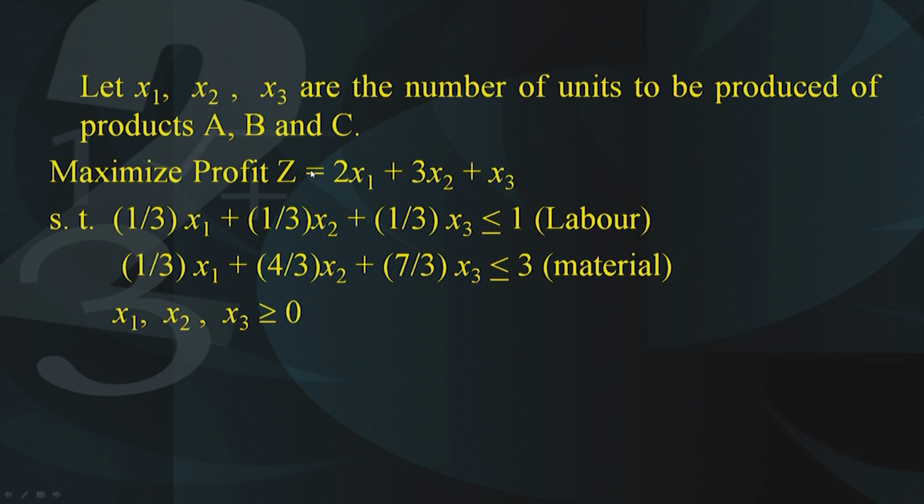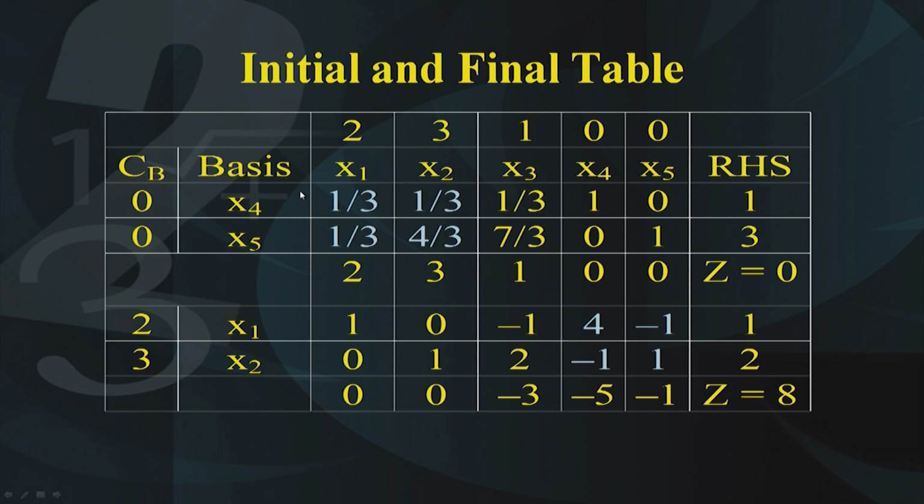Now, there are 2 constraints, one corresponding to the labor and the second corresponding to the material. It is given that the labor constraint is 1/3 x1 plus 1/3 x2 plus 1/3 x3 is less than or equal to 1, and the second constraint for the material is 1/3 x1 plus 4/3 x2 plus 7/3 x3 is less than or equal to 3. And of course, the 3 variables x1, x2 and x3 should be greater than or equal to 0. Now, this is the LP model that is given to us.